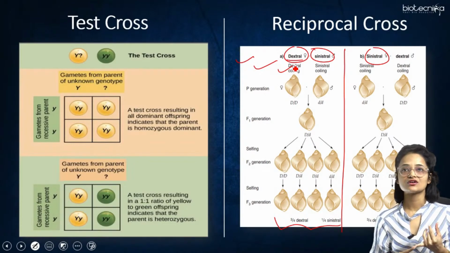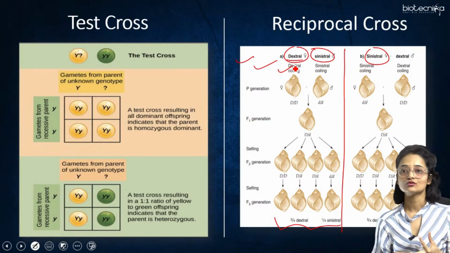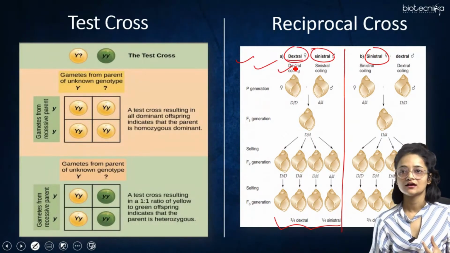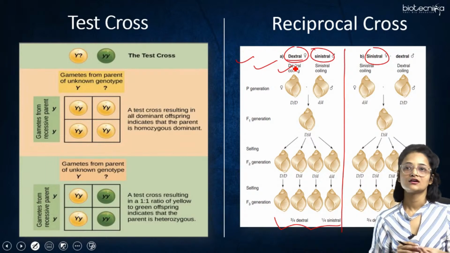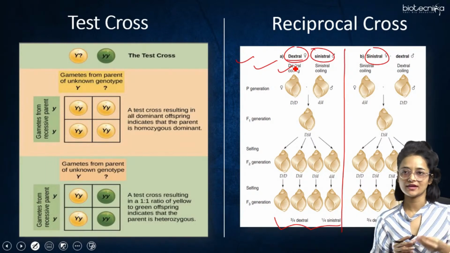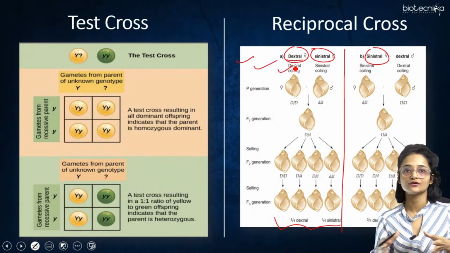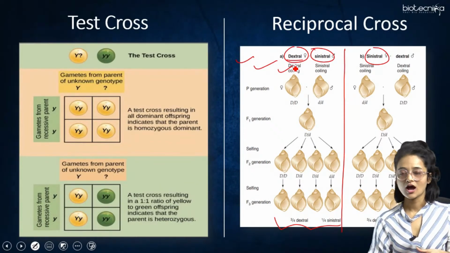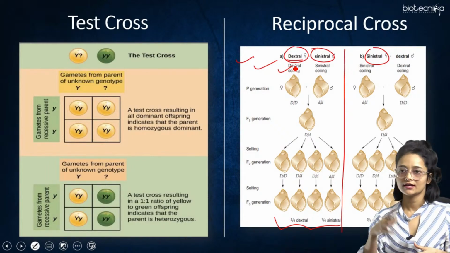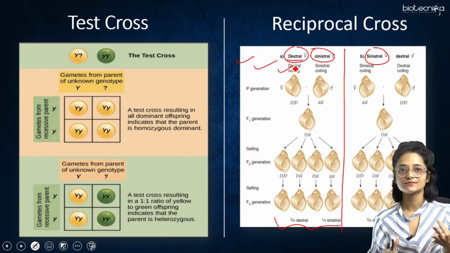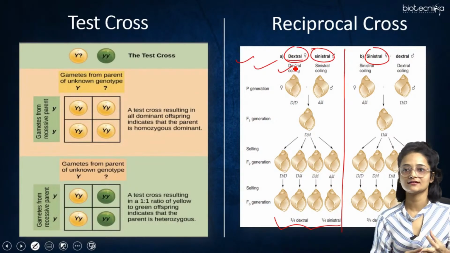So one is the test cross, another is the reciprocal cross, and another is the outcross. In the outcross, what happens? The F1 generation progeny is crossed with the homozygous dominant parent, right? All the offspring produced are dominant, so 100% dominance is shown in the case of outcross. So there are three types of crosses here. Test cross, I have discussed. Reciprocal cross is there, and then there is outcross.